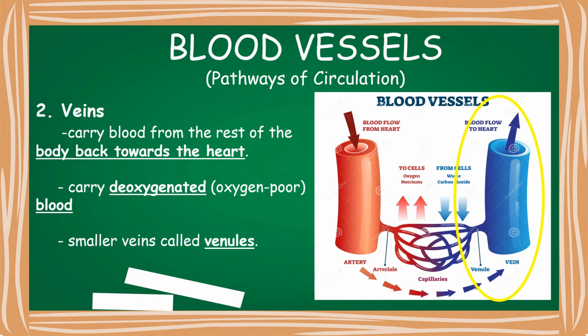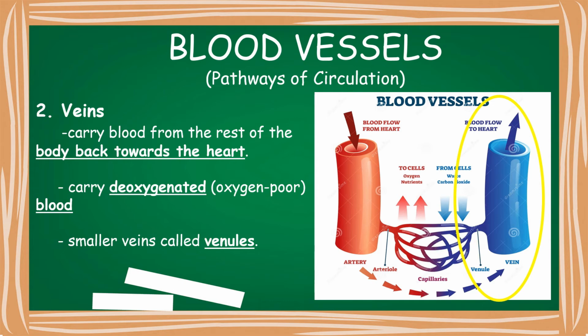Another type of blood vessel is veins. Veins carry blood from the rest of the body back towards the heart. So the blood that flows here comes from the different parts of our body going to our heart. The blood it carries is poor in oxygen, or deoxygenated blood. Veins also have a smaller version, which we call the venules.